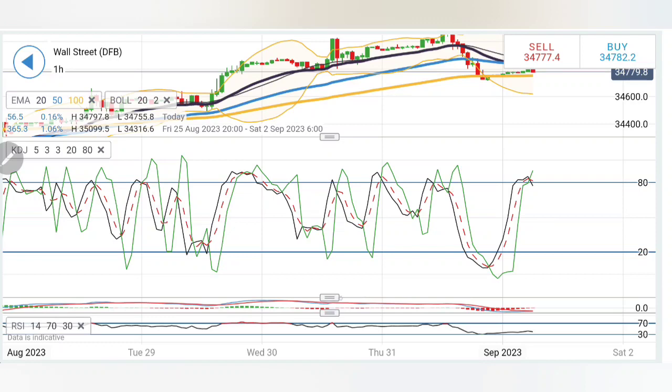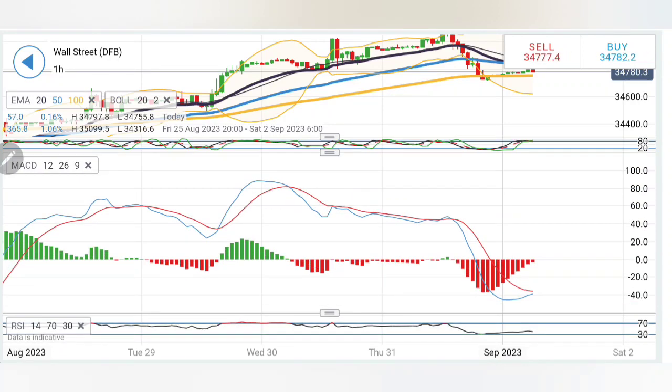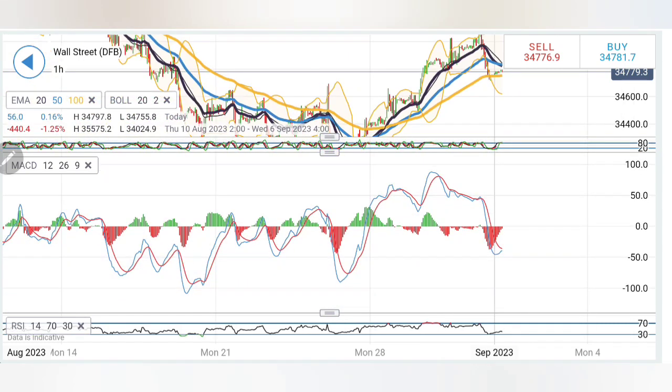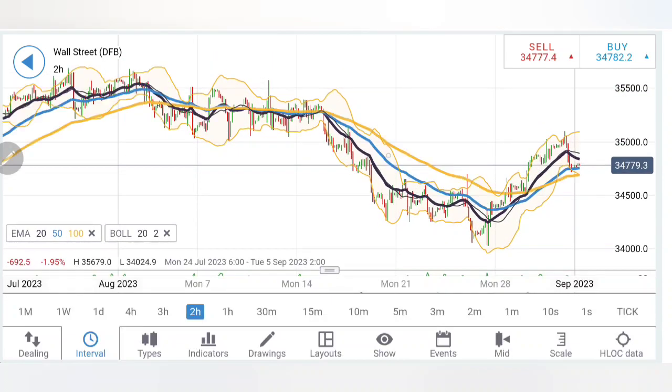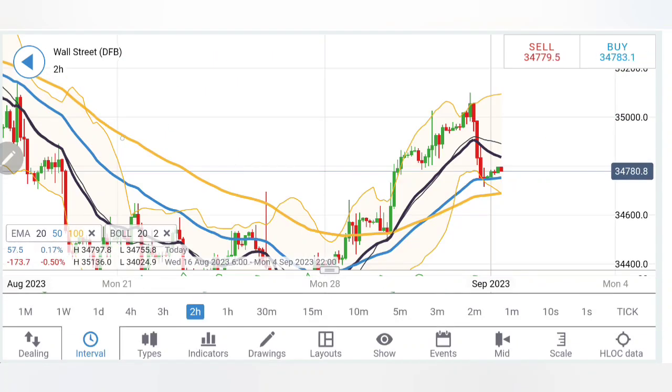Let's have a further detailed look. Stochastic was overbought, trying to cool down. But look at MACD. See, MACD has come to bottom. It was trading with a fat belly. It is trying to converge, though there is room for it to continue downside. However, I will expect it to cross over and initiate a buy. But let's see. RSI has retraced. On the 2-hour charts, after the sharp drop, we can see a slight retracement.